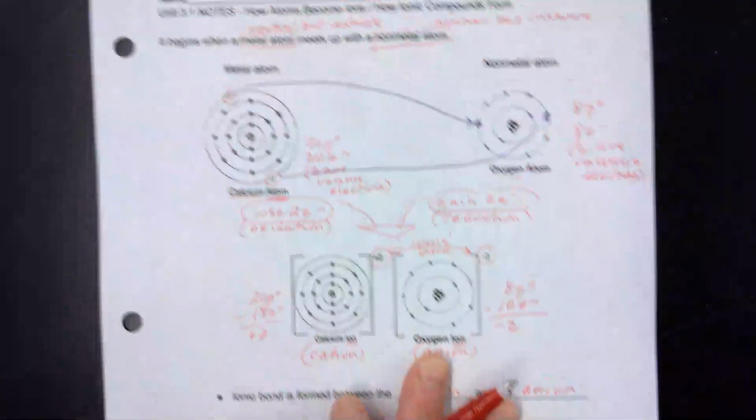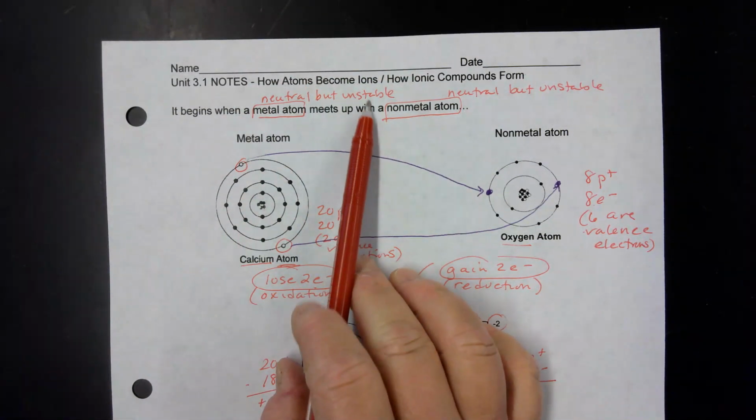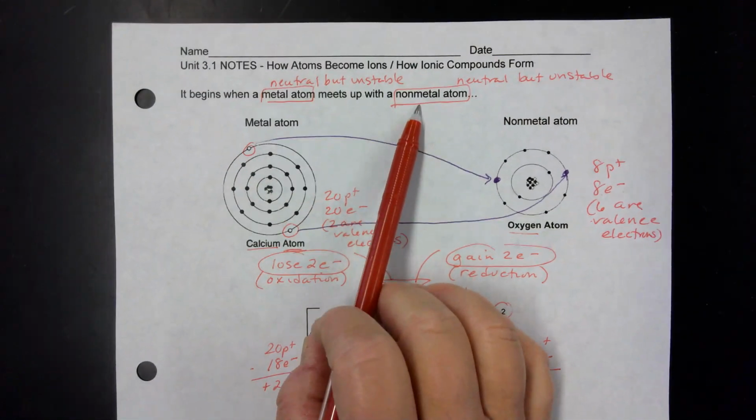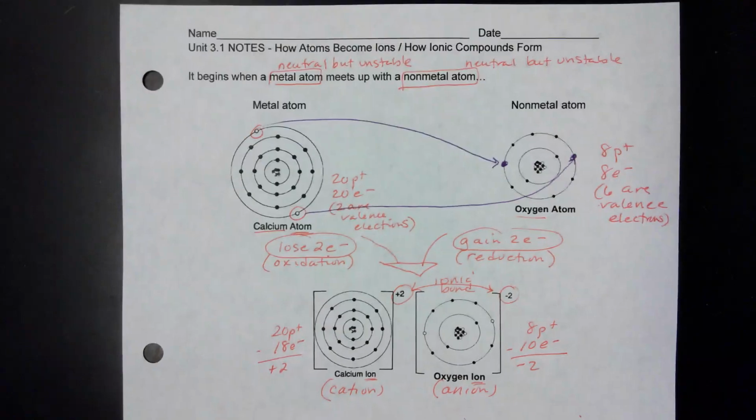All right, so in this lesson, we learned how atoms become ions, and we learned how to show them using Lewis dot diagrams. Stay tuned for one more video in this series. Otherwise, I will see you back in the classroom.